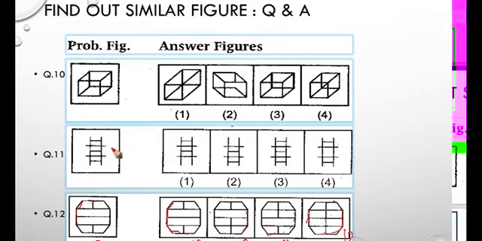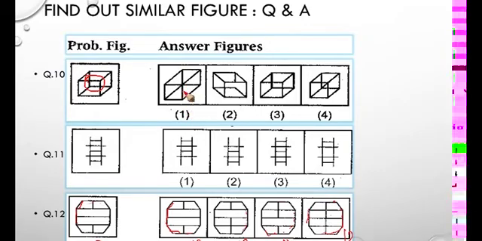Let's go to question number 10. In question number 10, there is a problem figure given and there are 4 answer figures given. We need to find which answer figure is exactly similar to the problem figure. When we see at the center of the problem figure, we find that there is a rectangle. Let's check the rectangle's presence in the answer figures.